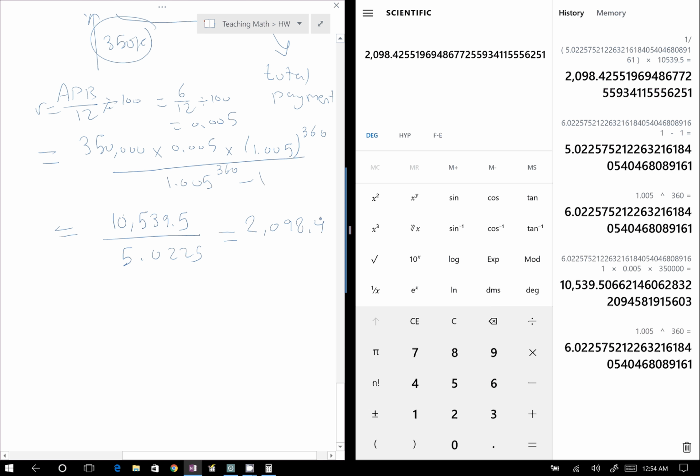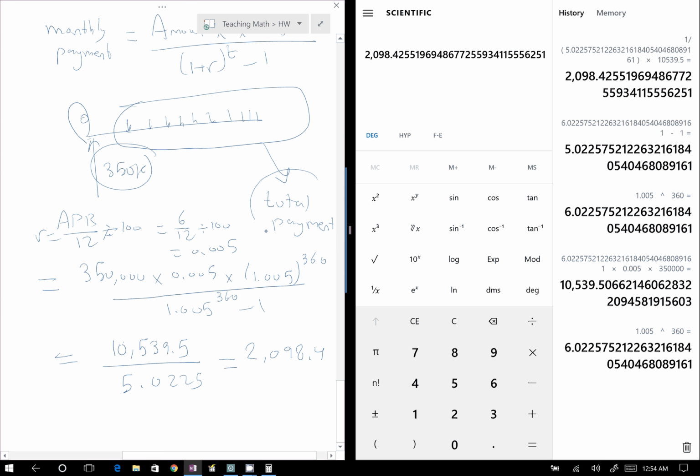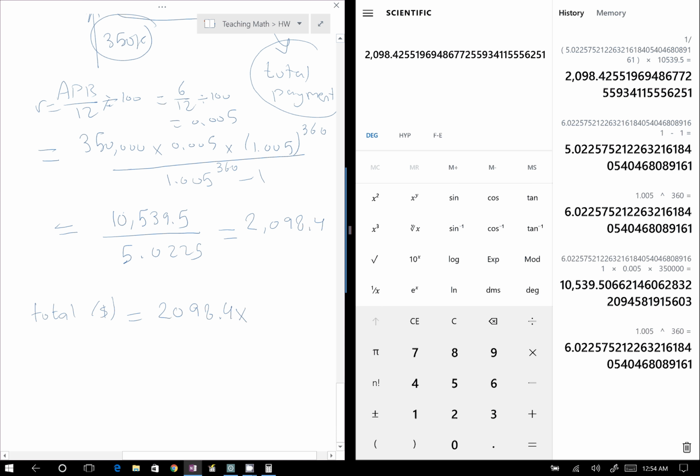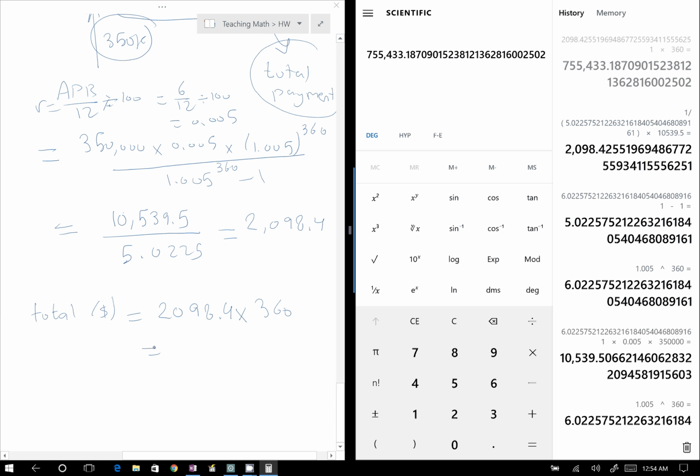Now, I'm not done yet. That's monthly payment. I need the total payment. Total dollars paid is equal to 2,098 multiplied by that. How many terms? Times 360. And the answer is 755,433. See? For a house that's worth 350 grand, you paid 755 grand.